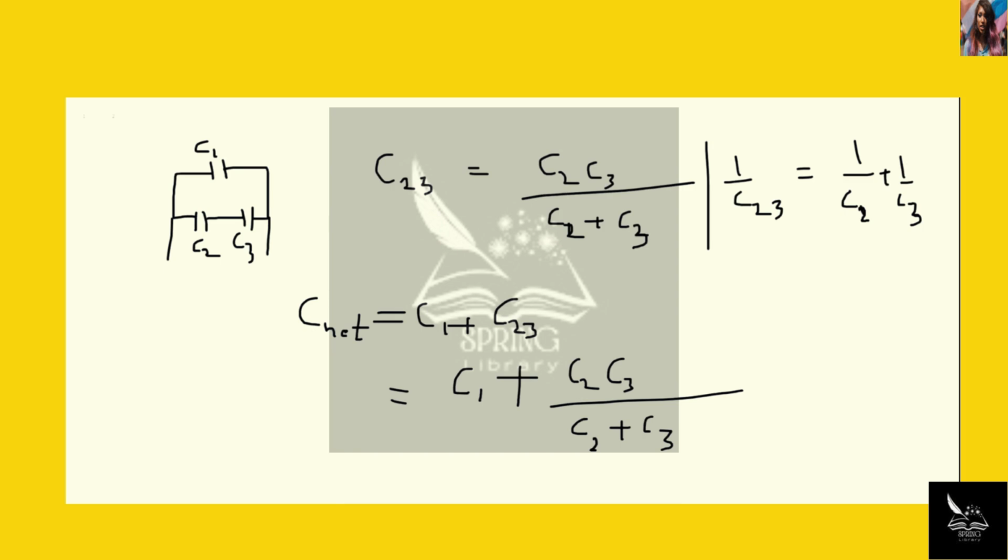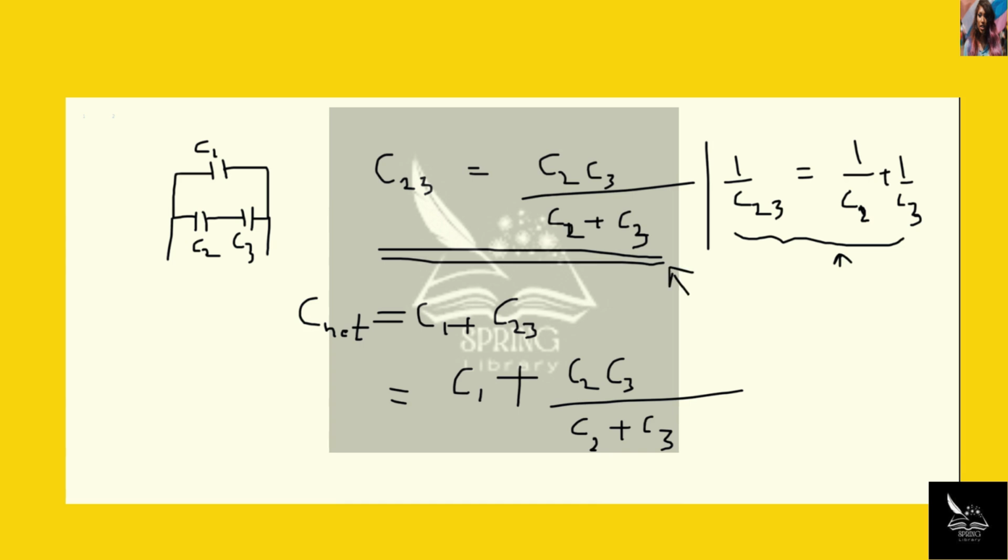Now, let's find out the series capacitance of C2 and C3. This is given by C2 times C3 divided by C2 plus C3. That comes from the fact that 1 over C23 is equal to 1 over C2 plus 1 over C3. Now, if you simplify this equation, you get this equation.